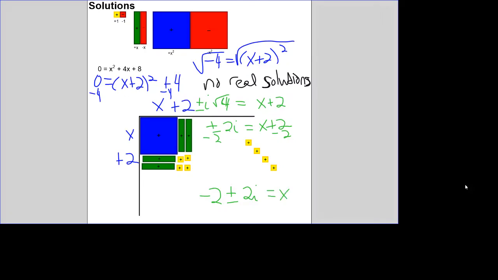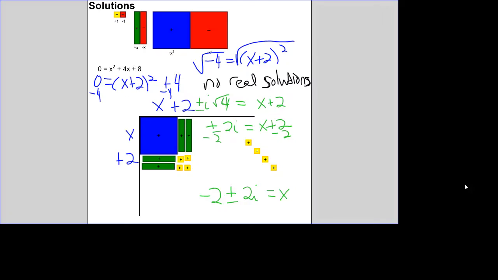Once again, the algebra 1 solution here would be no real solutions. What that's telling us is that our quadratic never crosses the x-axis. It's either above the x-axis, never crossing it, or below the x-axis, never crossing it. But next year in algebra 2, you are going to have to do the imaginary solutions.